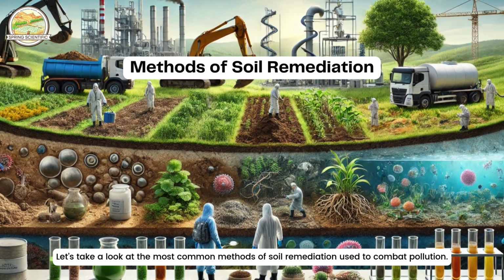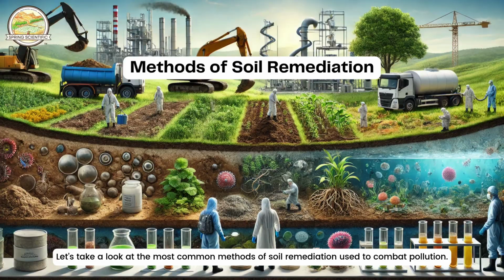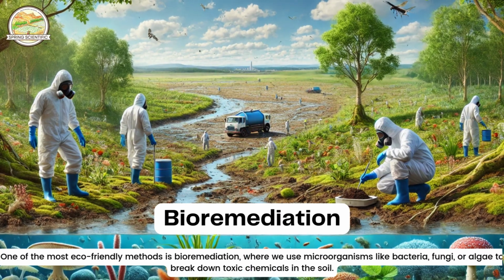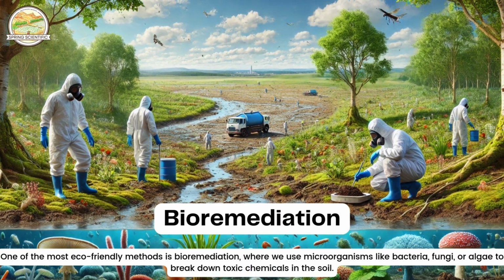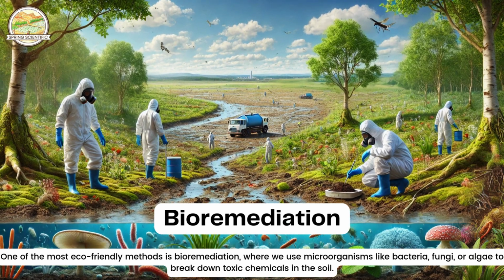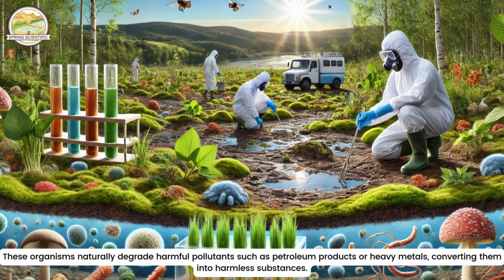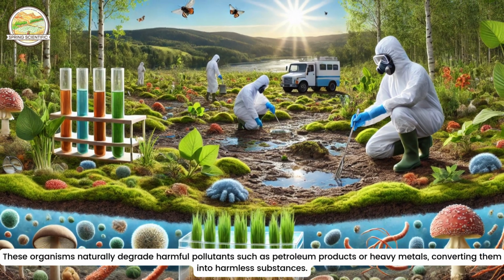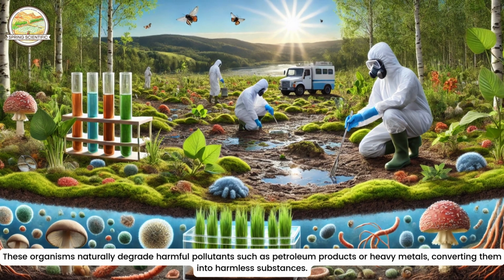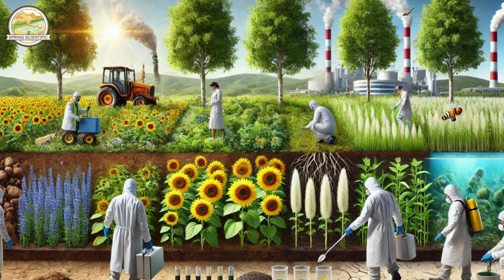Let's take a look at the most common methods of soil remediation used to combat pollution. 1. Bioremediation. One of the most eco-friendly methods is bioremediation, where we use microorganisms like bacteria, fungi, or algae to break down toxic chemicals in the soil. These organisms naturally degrade harmful pollutants such as petroleum products or heavy metals, converting them into harmless substances.